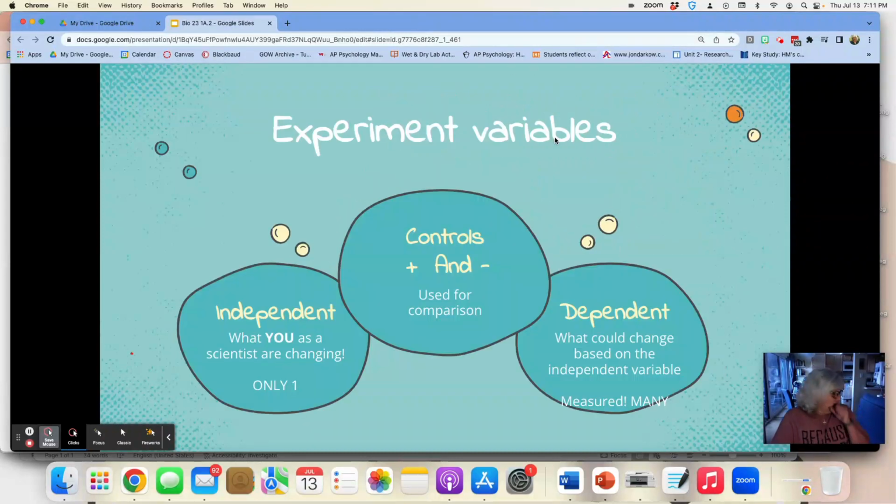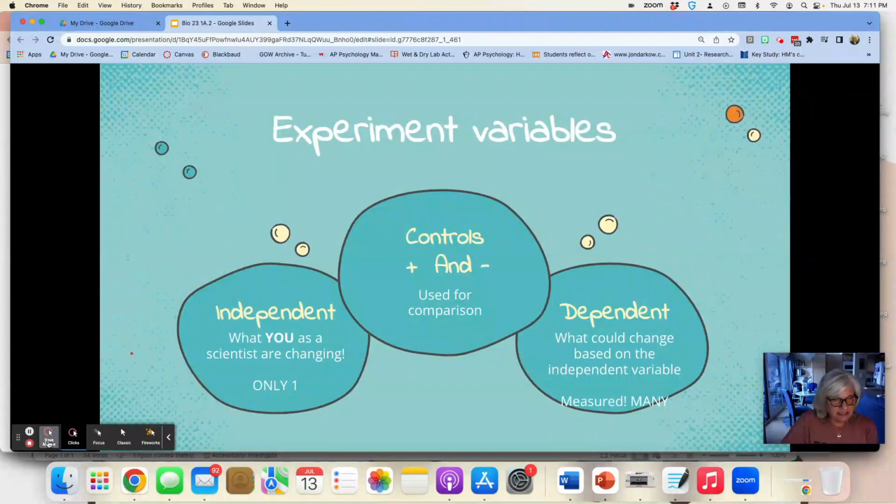Okay. Let's talk about the 3 variables I want you to know. First is the independent variable. I want you to be able to not only choose a good one, but also identify it in a study. So let's talk about what the independent variable is.